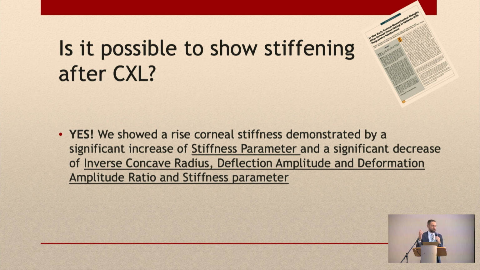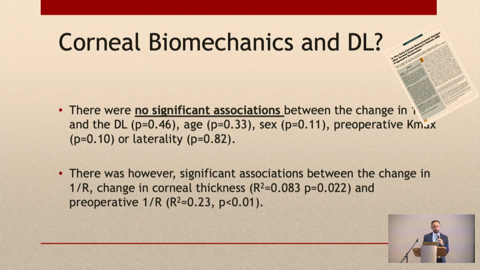With the Corvis, there are tons of publications showing that you can see a consistent change, even long term. And I'm not going to speak about all publications, because again, otherwise I speak 2 hours. We have seen that there is no association with the demarcation line, but a very interesting thing is that if you have a soft cornea pre-op, it's more likely to get stiffer post-op. If you say it like this, you say, well, it makes sense. It's soft pre-op, it will get stiffer post-op, but it was never published before.